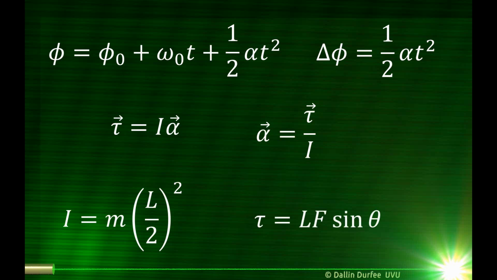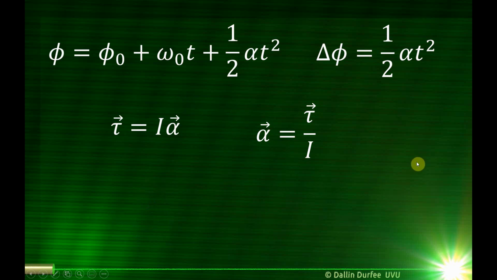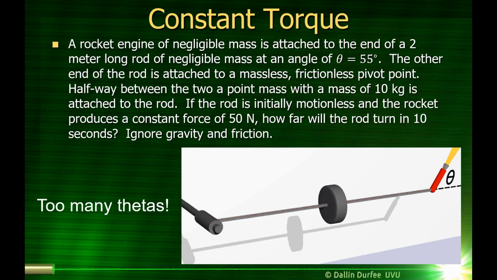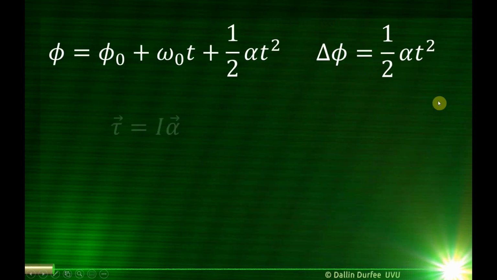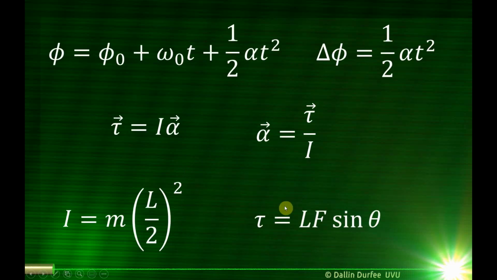And then the torque we get from the force. If we look back here at our drawing, we have a force that's given, that's going in a certain direction, and the lever arm for that force is just the length of the rod. So that means the torque is just going to be the length of the rod times the force given times sine of theta, where theta is the angle between the lever arm and the force.